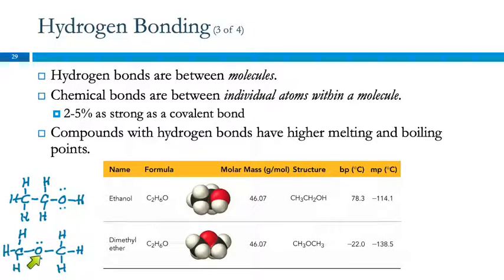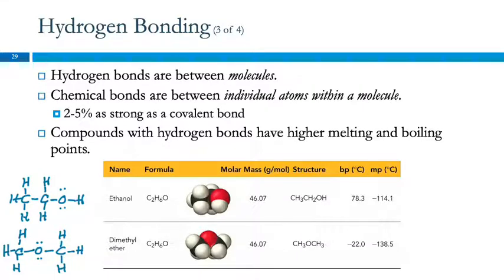Here's an oxygen. There's hydrogens present in the molecule, but is the oxygen directly bonded to a hydrogen? No. So this molecule does not have hydrogen bonding, because you have to have this oxygen-hydrogen bond or a fluorine-hydrogen bond or a nitrogen-hydrogen bond. And so we see here that the boiling points are significantly different. Ethanol has hydrogen bonding in addition to the dipole forces, and so it boils at positive 78 degrees Celsius. And dimethyl ether boils at minus 22 degrees Celsius.